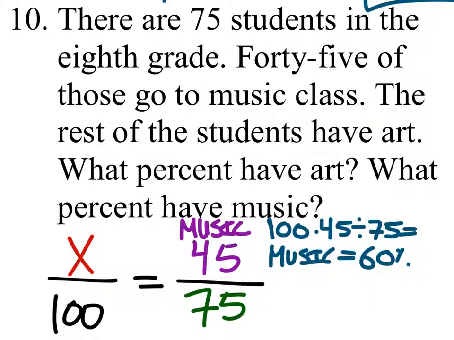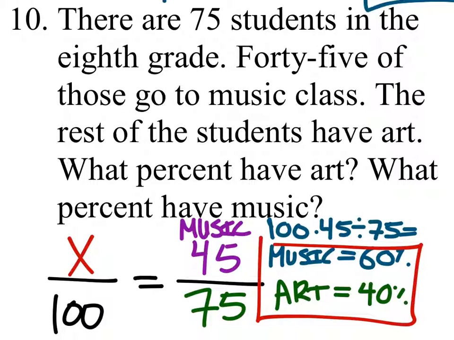Well, 60% go to music, then what percent go to art? 40, right? Because it has to equal 100%. So art will equal 40%. And if we add those two up, we do get the 100%. Of course, you could reset up another proportion, but no need if we just subtract it out of the 100%.